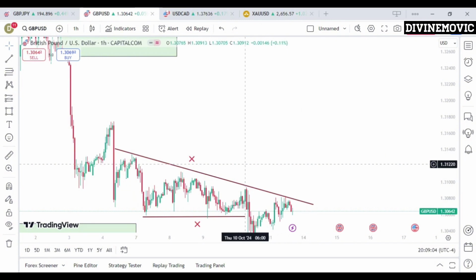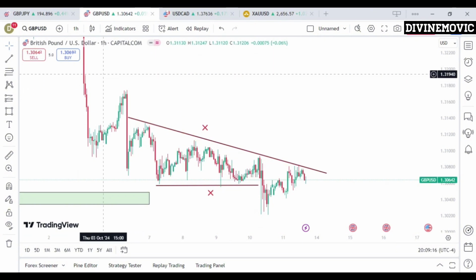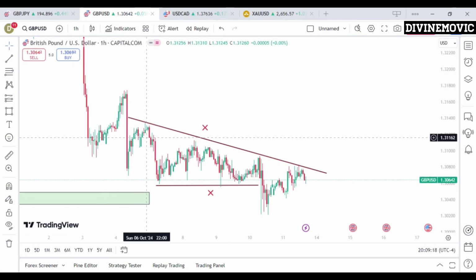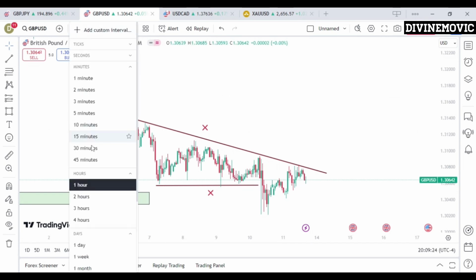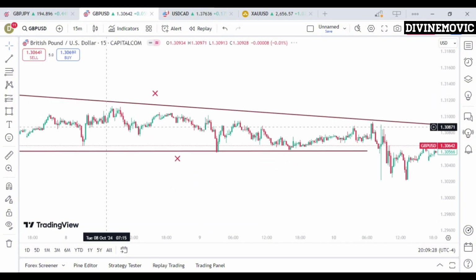Now, how do we arrive at that particular setup? The way we arrive at that particular setup that I showed you at the beginning of this video is by simply identifying that price was coming from a downtrend, creating a series of swing highs and swing lows. And if you go to the 15-minute time frame, you want to clearly see the swing highs and the swing lows.